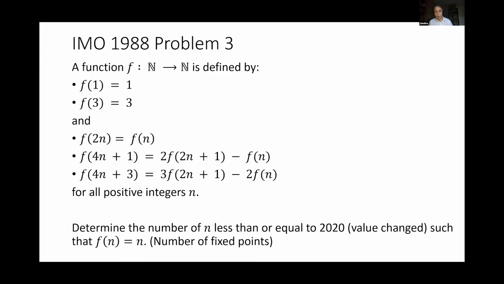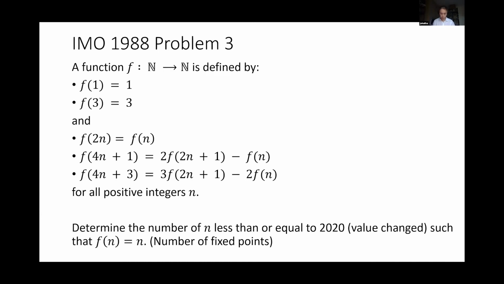I changed the value from 1988 to 2020 for reasons of actuality. The first thing we can note is that these equations uniquely define the function. If we want to calculate some value, we look at the residue modulo 4. If it's congruent to 0 or 2, we use the first one, f of 2n equals f of n. If it's congruent to 1, we use the second one, and if congruent to 3, we use the third one.